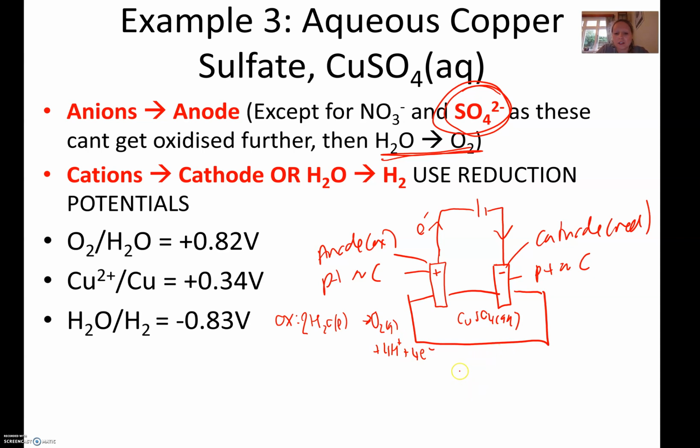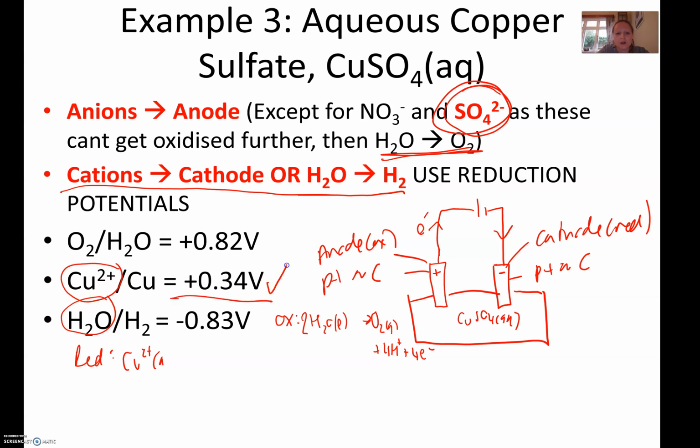So then we'll do the reduction equation. I'll do it over here just to make room. Cu2 plus... Oh, sorry, before I do that, I'll explain what's going to happen here. So remember for this one, it's going to be, is it the cations or water? And we look at the reduction potential. So here's copper ions, here's water. Which one's got the higher reduction potential? Copper does, so copper's going to get reduced. So copper aqueous plus 2 electrons goes to copper solid.